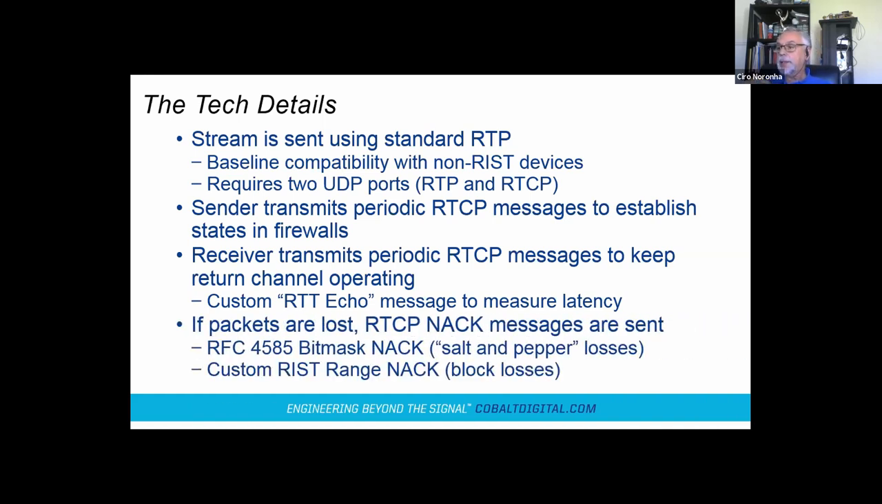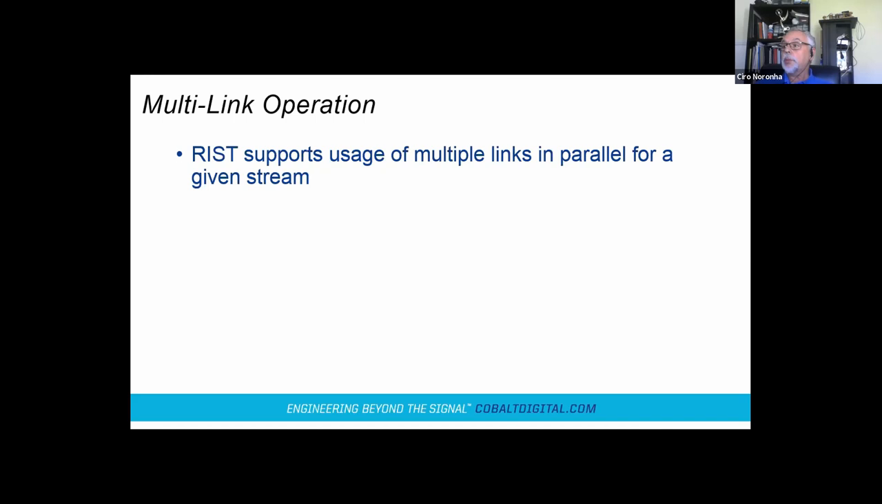If packets are lost, the RTCP NACK messages are sent, and we use RFC 4585 bitmask NACKs. So pretty much everything is standard, with a custom RIST NACK range for block losses. So you have a protocol for salt and pepper losses and a protocol for block losses. Multi-link operation, that's very important. You can use multiple links in parallel for a given stream. And we have two modes of operation.